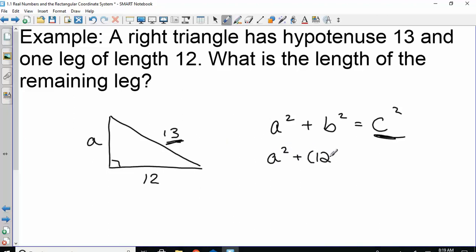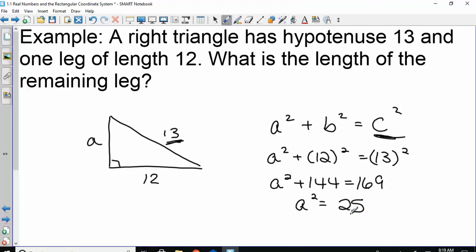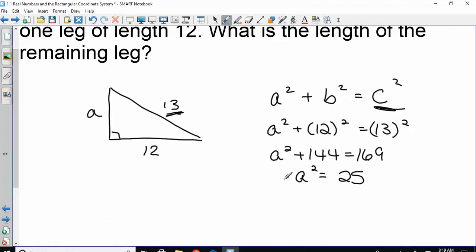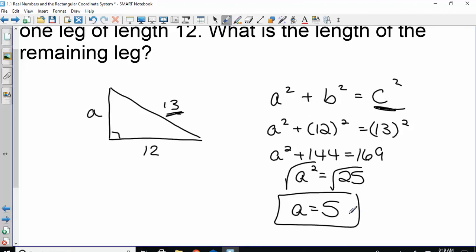So I get A squared plus 12 squared equals 13 squared. So A squared equals 25. What now? Square root. Typically, when you take a square root, you have to do plus and minus. But if you're talking about a triangle, can you have a negative length? No, so it's just positive 5. You guys okay with that?